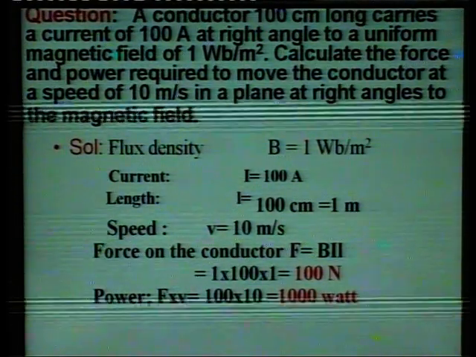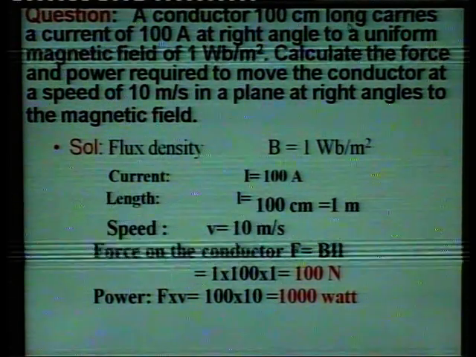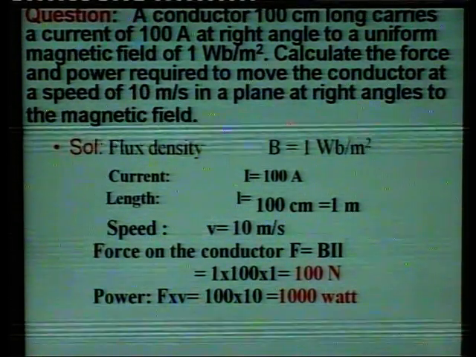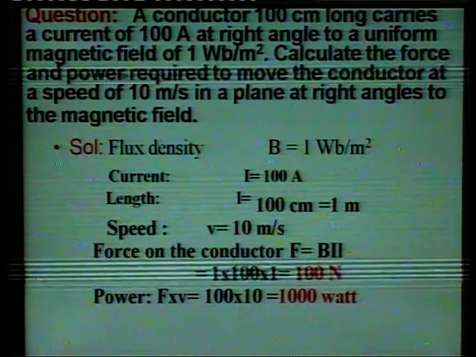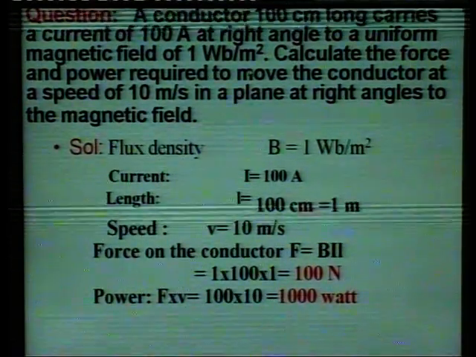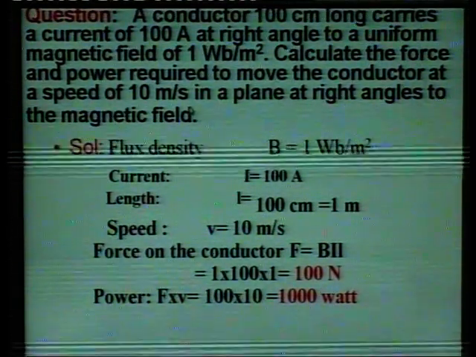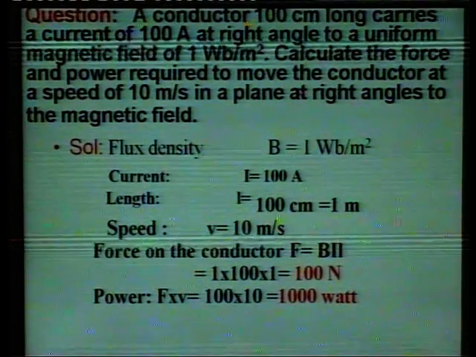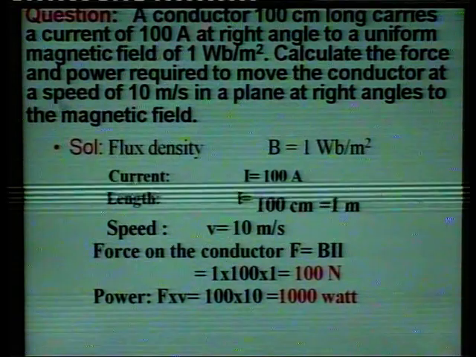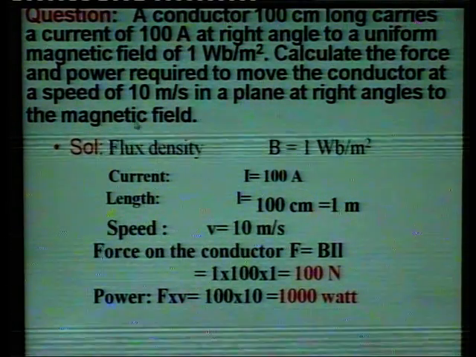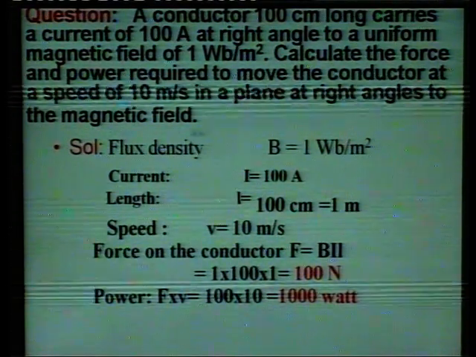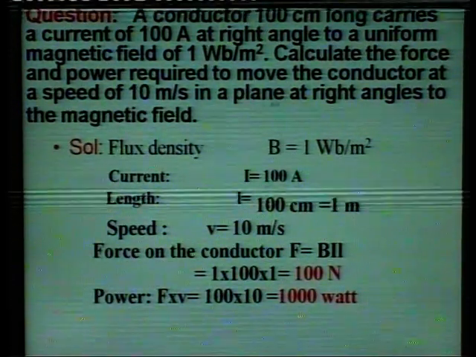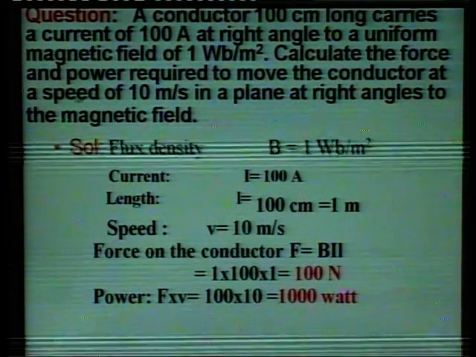The question is: a conductor 100 centimeter long carries a current of 100 ampere at right angle to a uniform magnetic field of 1 Weber upon meter square. Calculate the force and power required to move the conductor at a speed of 10 meter per second in a plane at right angle to the magnetic field. So again, we have to find force and power.